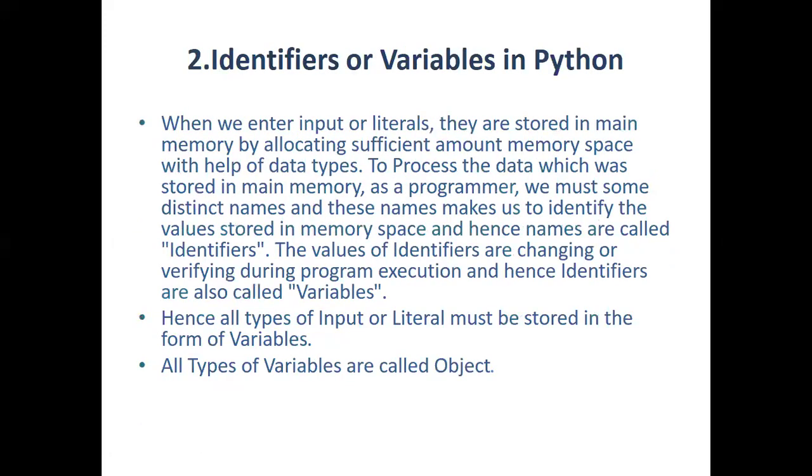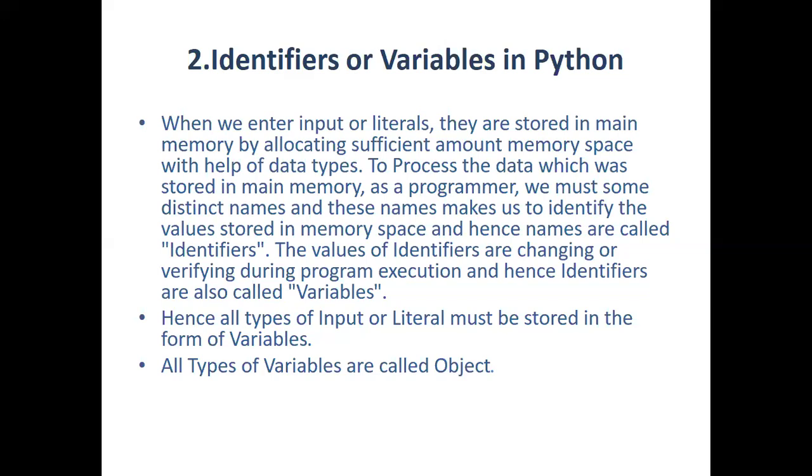Now, identifiers. What do we understand by identifiers? Whenever we enter input or literal, it is stored in the main memory by allocating sufficient memory space with the help of data type. In order to process the data stored in the main memory, as a programmer we must use some distinct names. These names make us identify the values stored in memory space. So all the names which we use are known as identifiers.